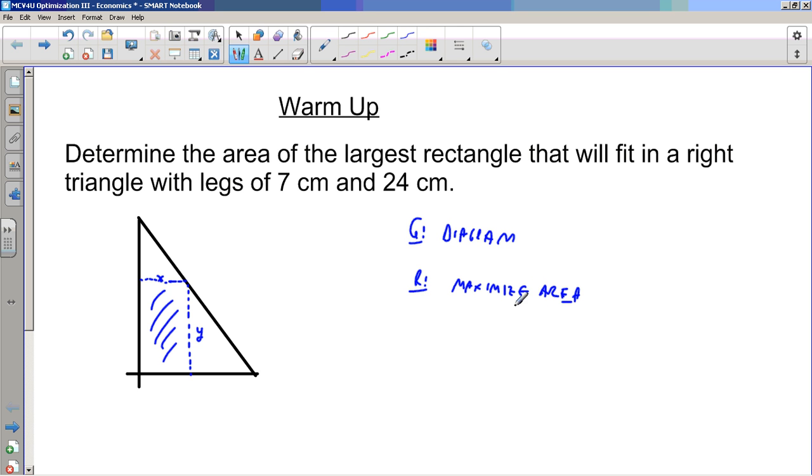Well, how are we going to go about doing this? Well, let's think about a formula. Area equals length times width, or in this case, x times y, right? But what else have we got? Not much. I suppose we have that this would be 7 and 24. We can assume that it's sitting up this way. It doesn't matter. We could flip this thing the other way.